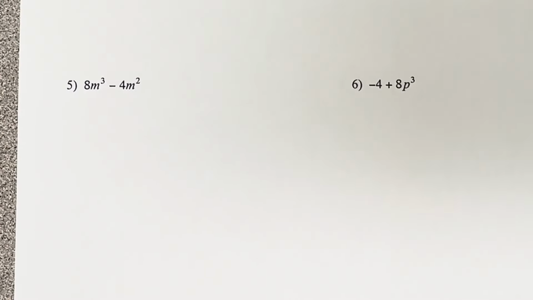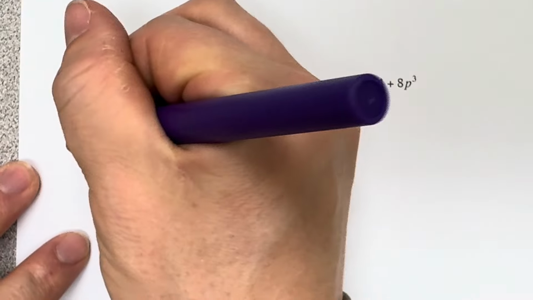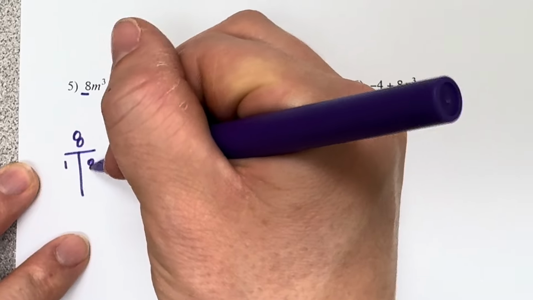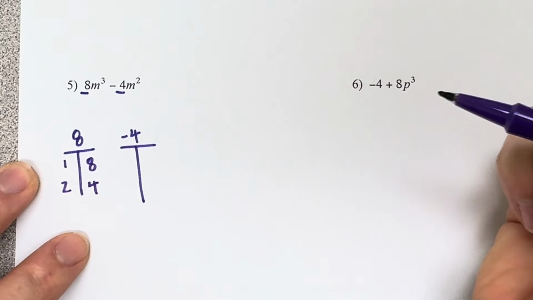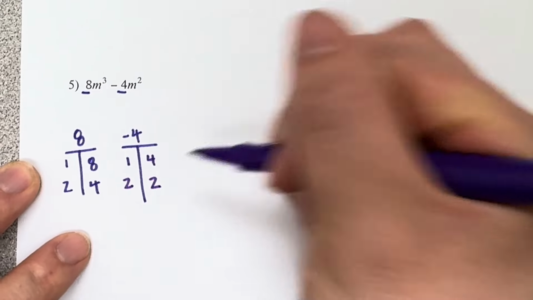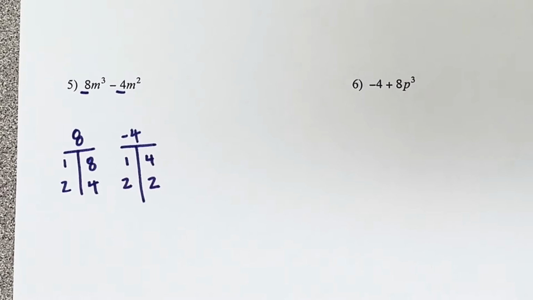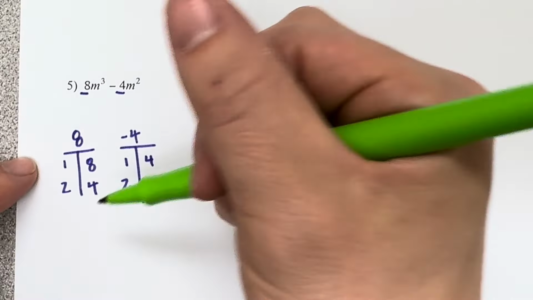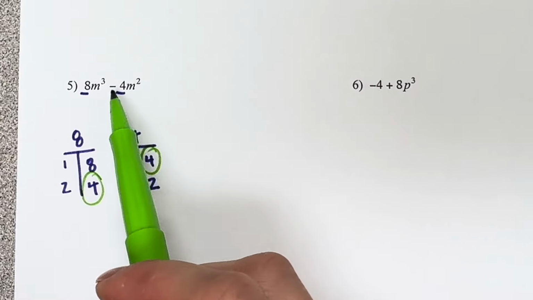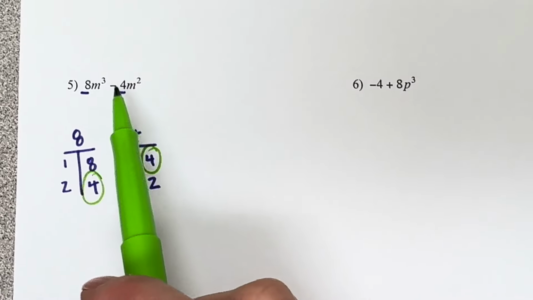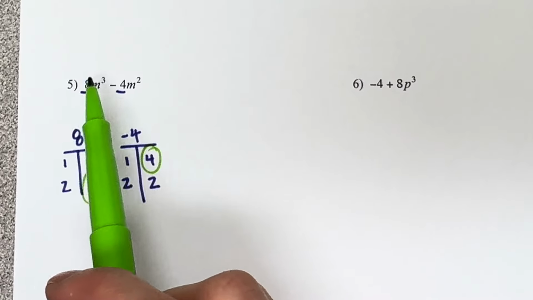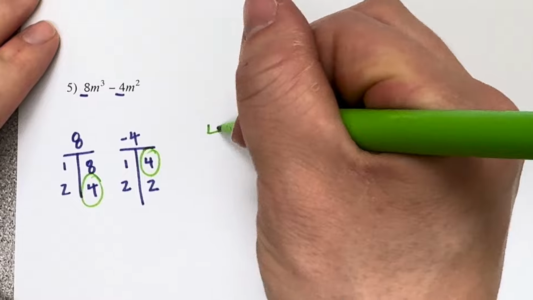My coefficients, I'm looking at 8 and -4. 8: 1 times 8, 2 times 4. -4, well, I don't really care that it's negative right now: 1 times 4, 2 times 2. My GCF between these two coefficients is 4. I'm going to leave it as +4. The reason I'm not going to take out that -4 is because my leading coefficient, the one in front, is positive. So I'm just going to keep my GCF as +4.